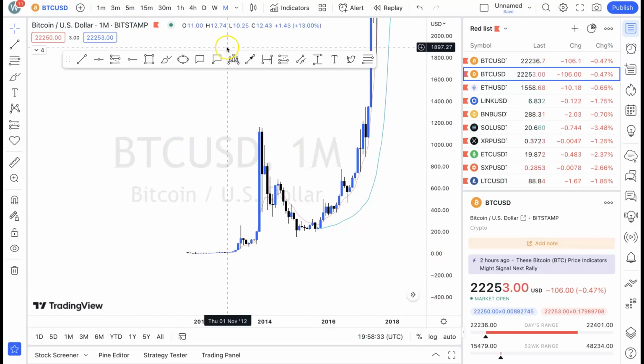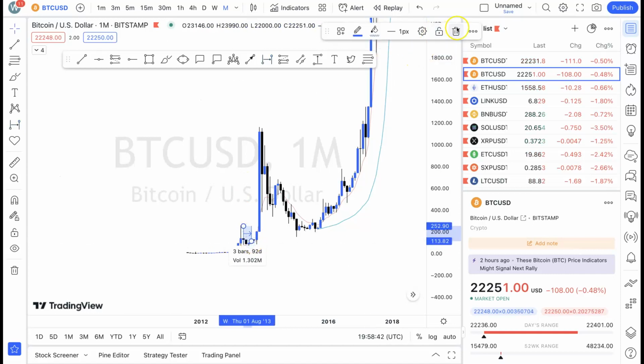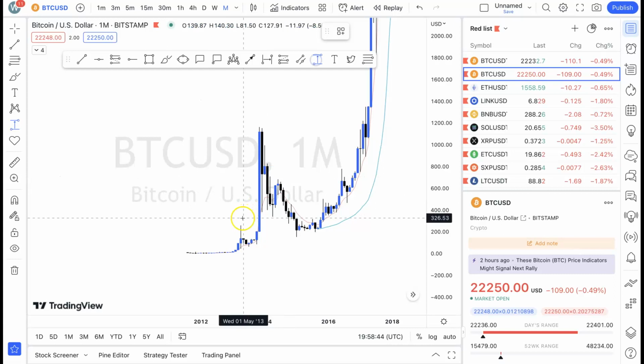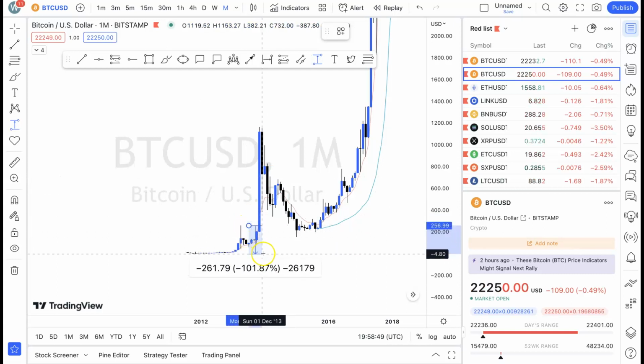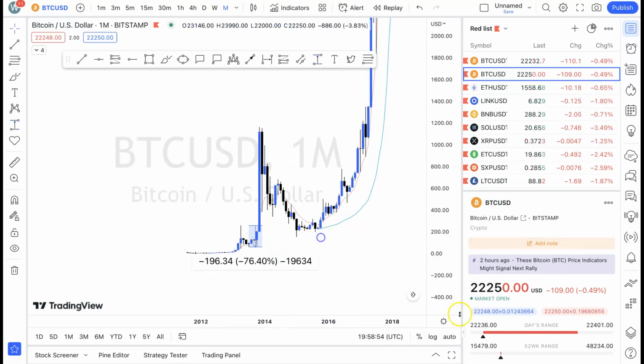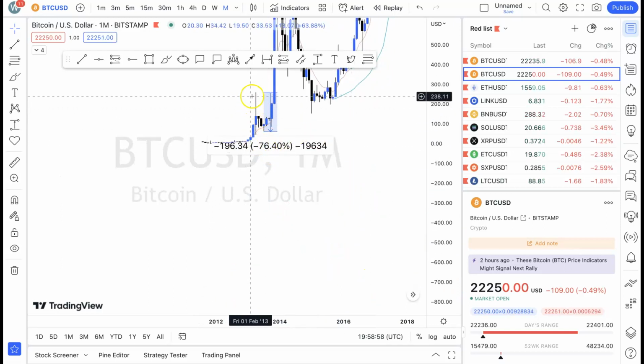Alright, so let's have a look at what happened historically. So if you look at this, this was the first bull run. BTC hit about $250 and we saw a retracement. So I just want us to measure that so that you know what we are in for. So we had a retracement, we had about a 76% retracement. If you look at this, so we had a push to 250, then price retraced to about $60.